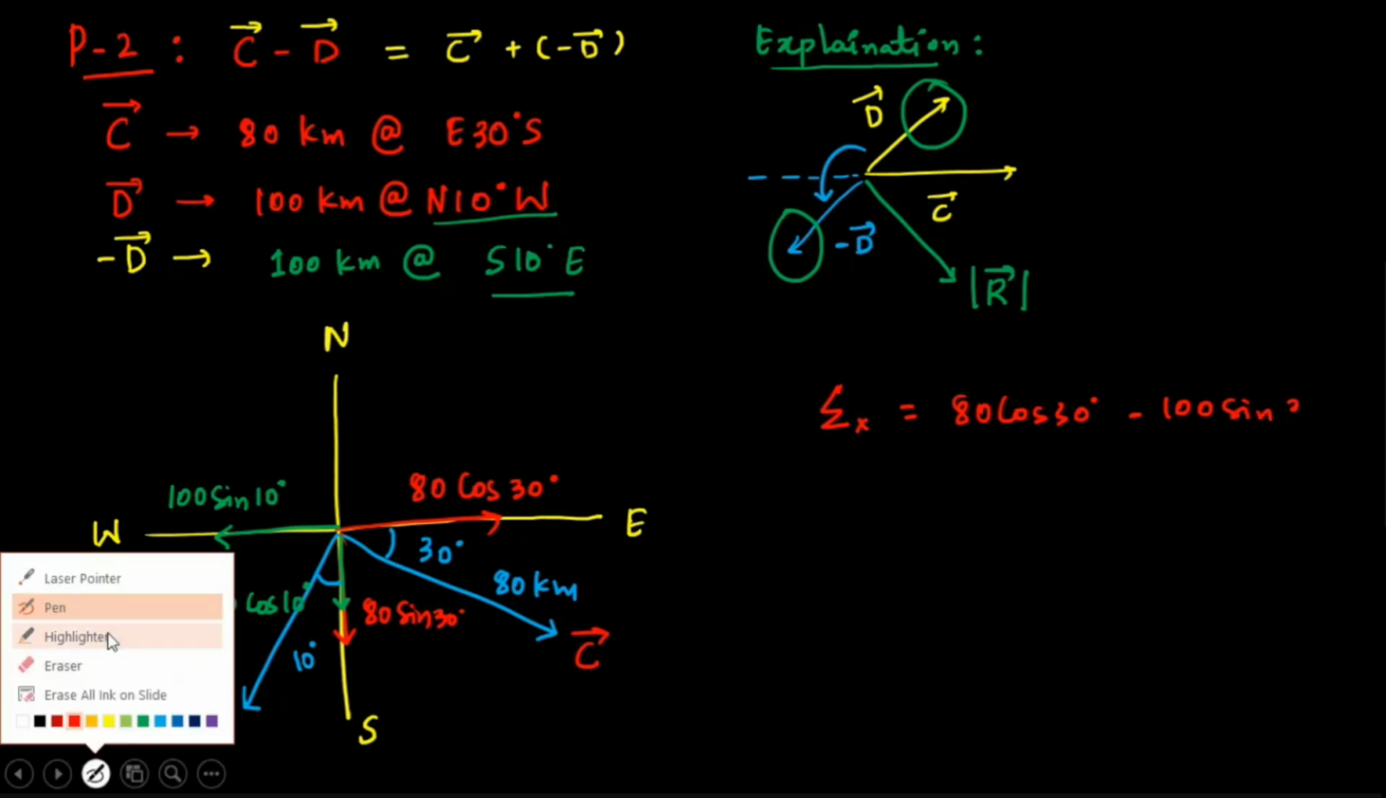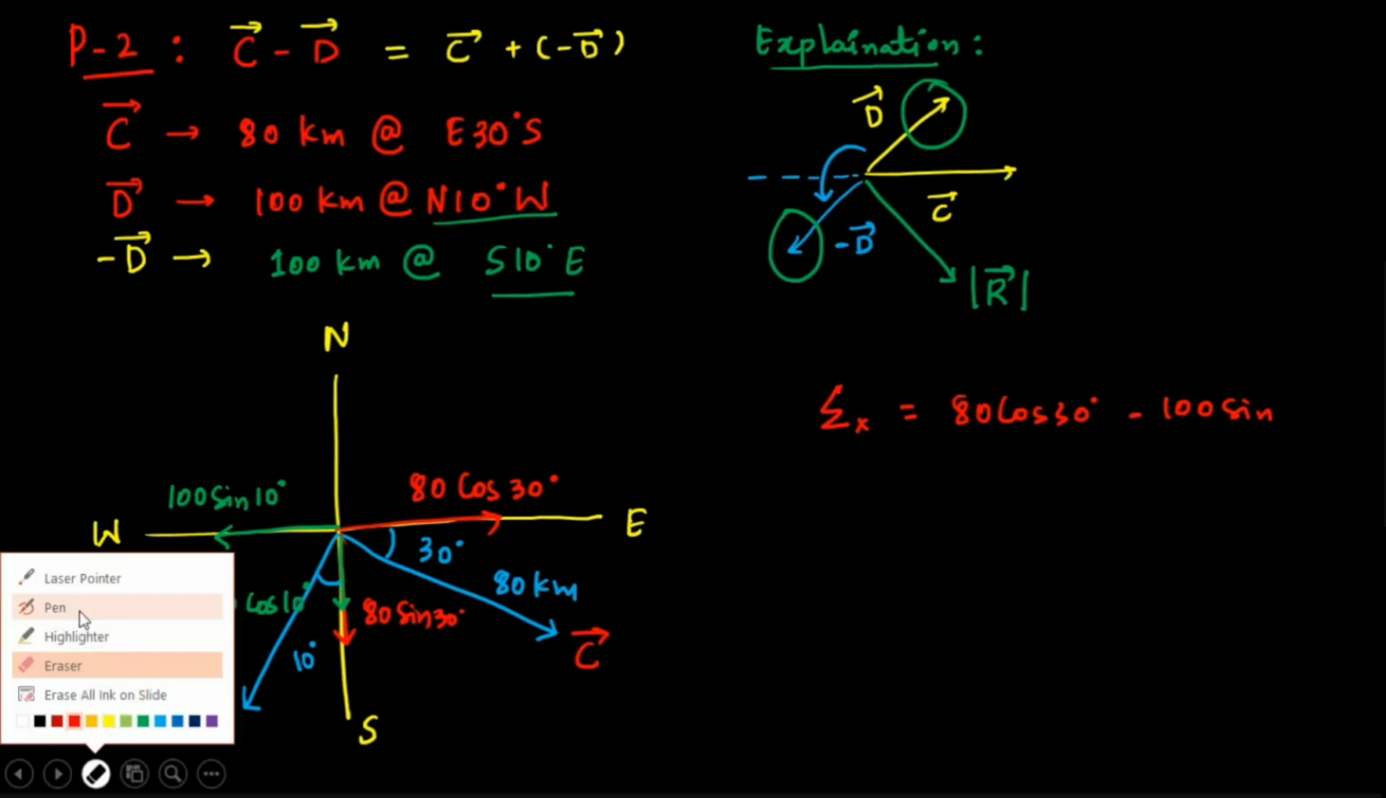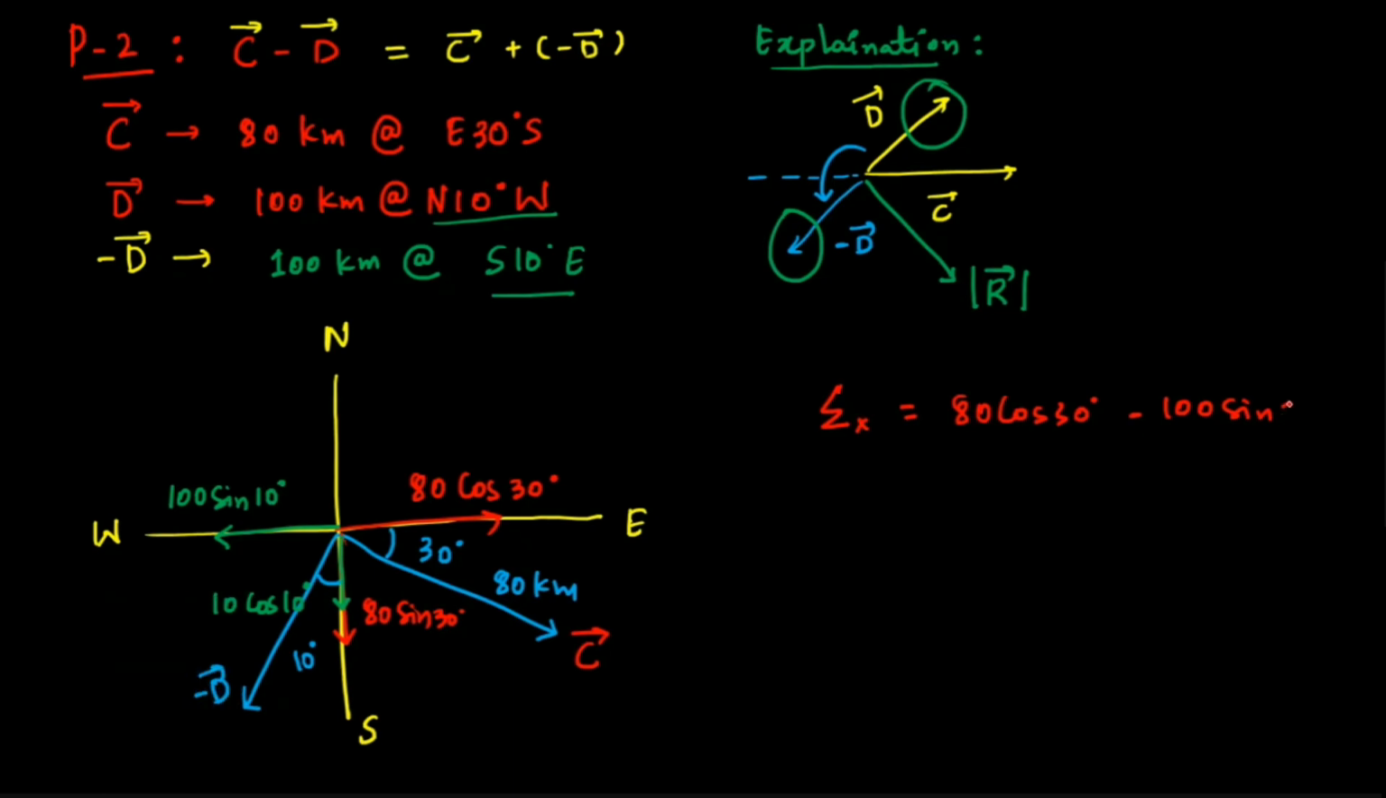Now, why have I written the minus sign in between them, irrespective of the fact that we are actually adding them? Because of the direction. This vector is along negative x-axis, so we will write it as negative 100. This vector is along positive x-axis, so we will write it as positive 80 cos 30. Now we will solve it, and once we solve it, we'll get the value of the summation along x-axis.